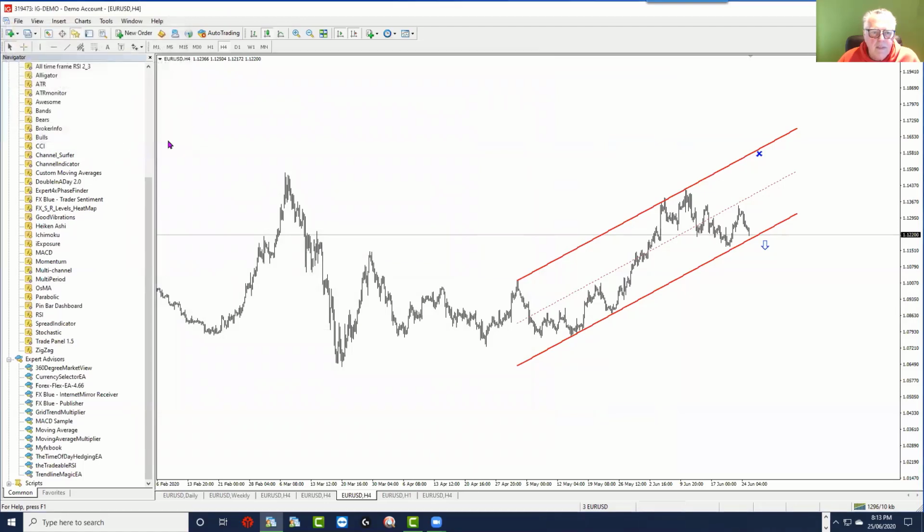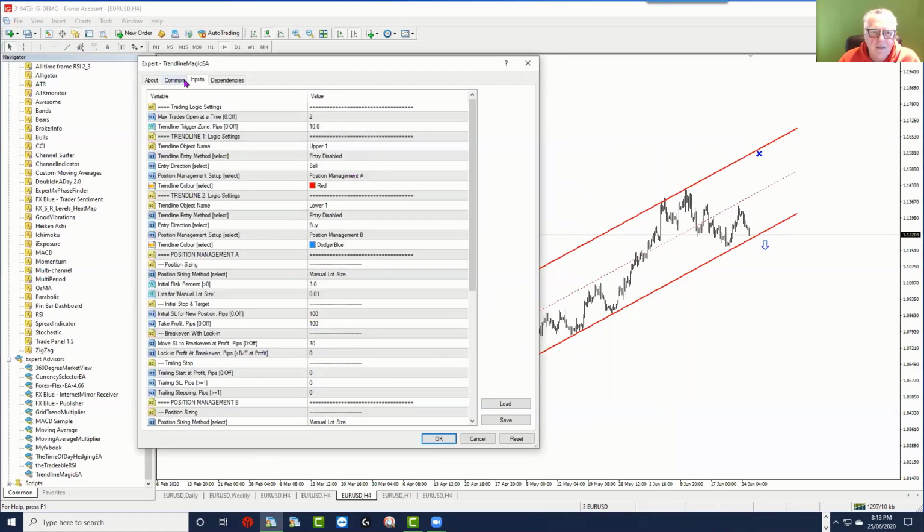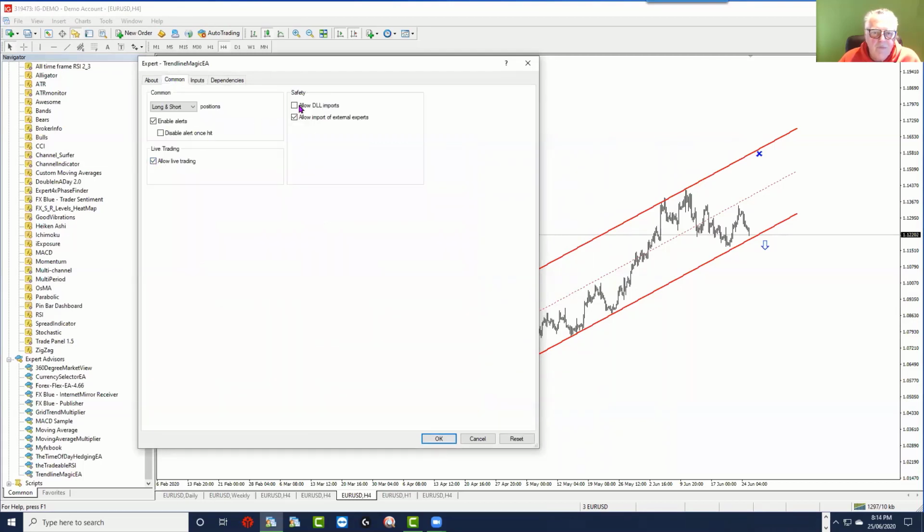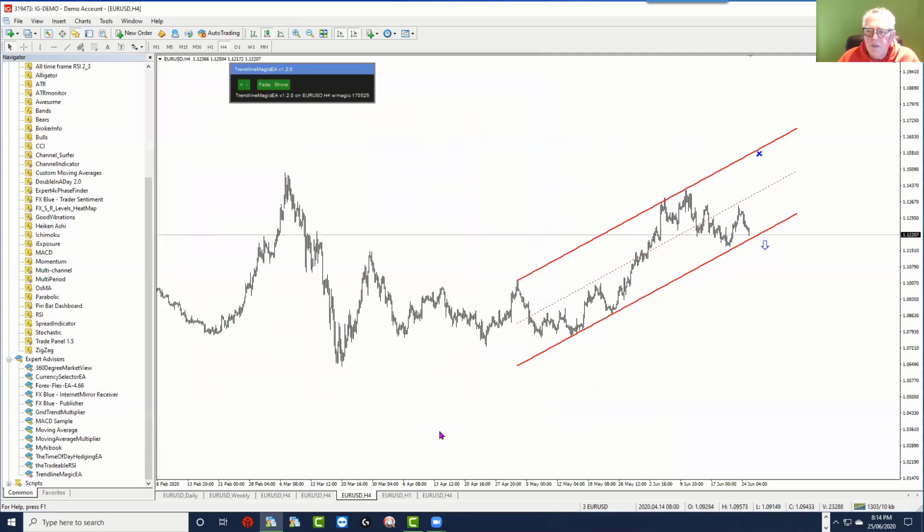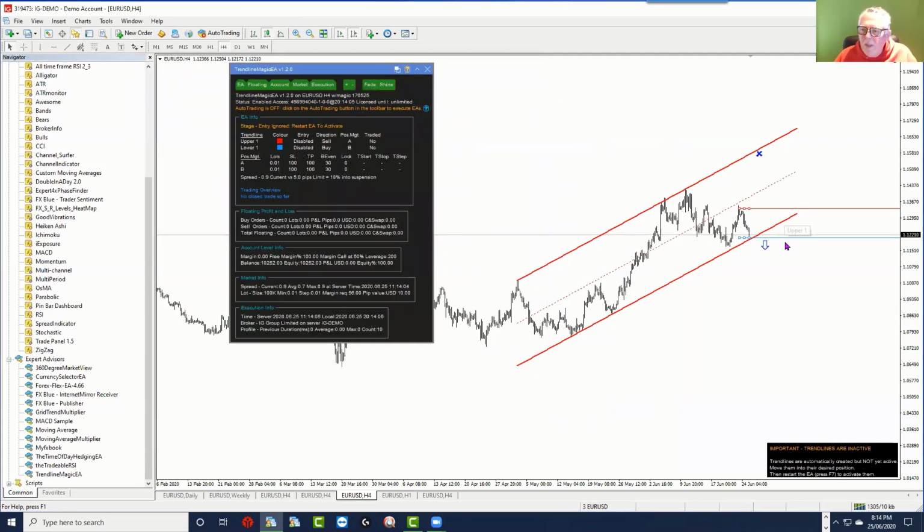Oops, DLL, I've done the basic mistake of not activating the DLLs. Allow live trading DLLs, and I'm just going to go straight into enter. Okay, so what the EA then presents you with is an upper trend line and a lower trend line, and this is exactly what I'm going to do.